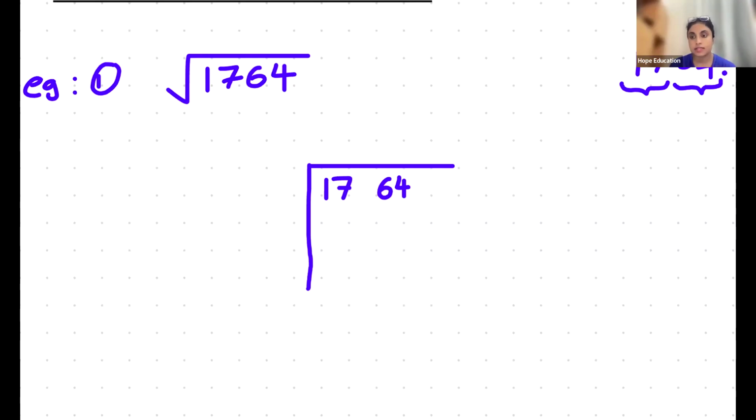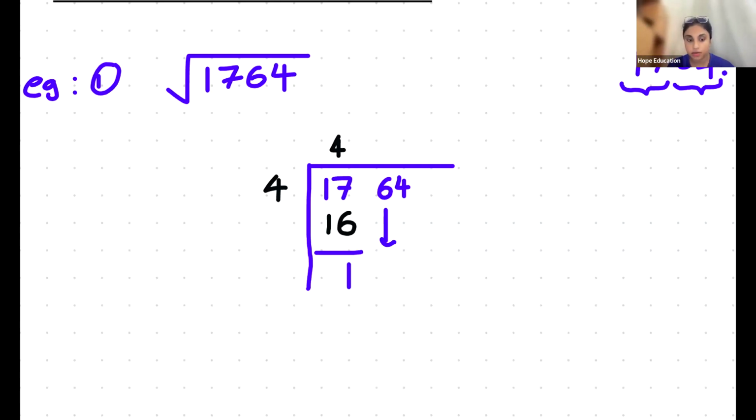So what I'm going to do is get the perfect square that is immediately before 17. The perfect square immediately before 17 is 16. How is 16 made? 4 times 4, right? 4 times 4 is 16. Then I do 17 minus 16, and I get 1. Then I'm going to bring down the rest, as in normal division.